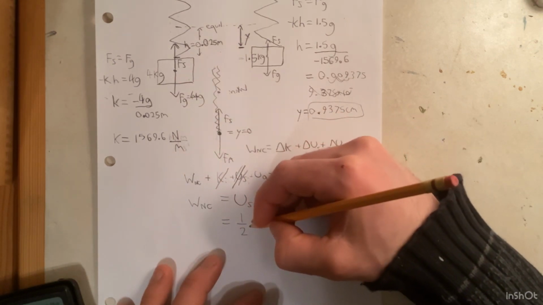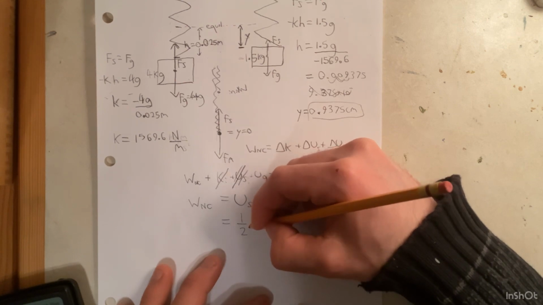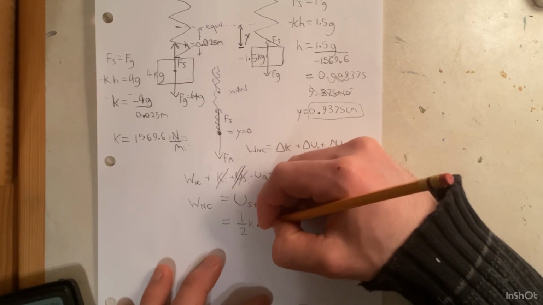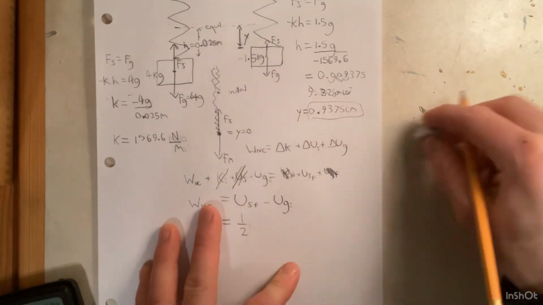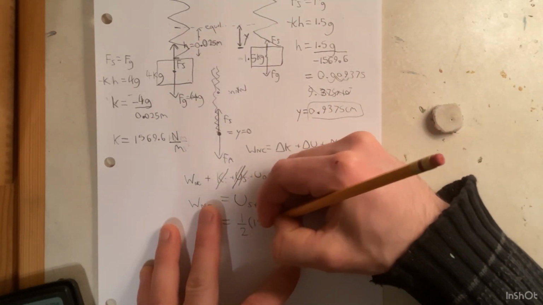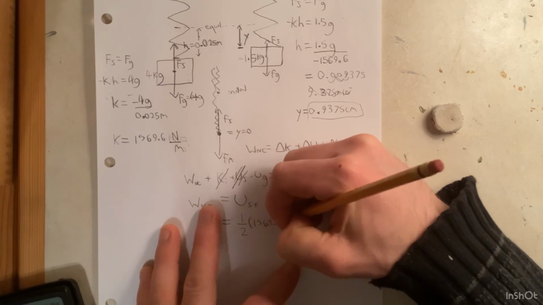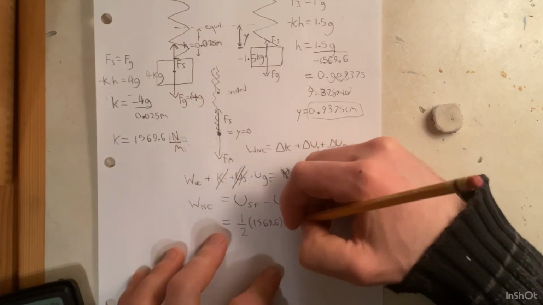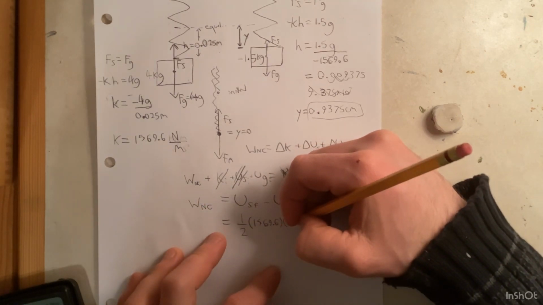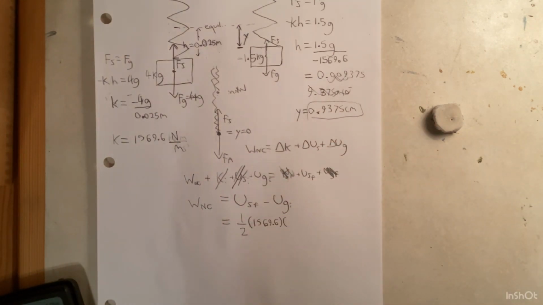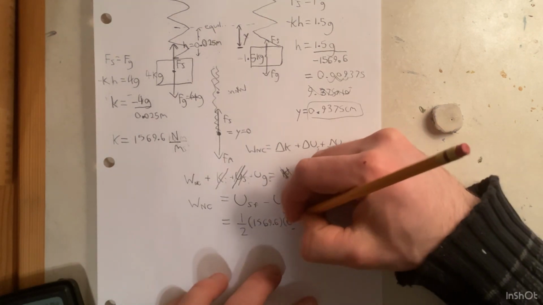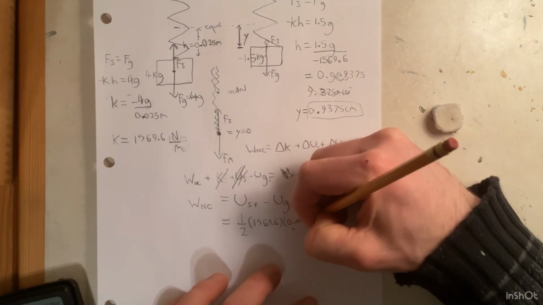The final energy of the spring is going to be half k x squared. We might as well just plug in. We know what k is. So 4 centimeters is 0.04 meters.